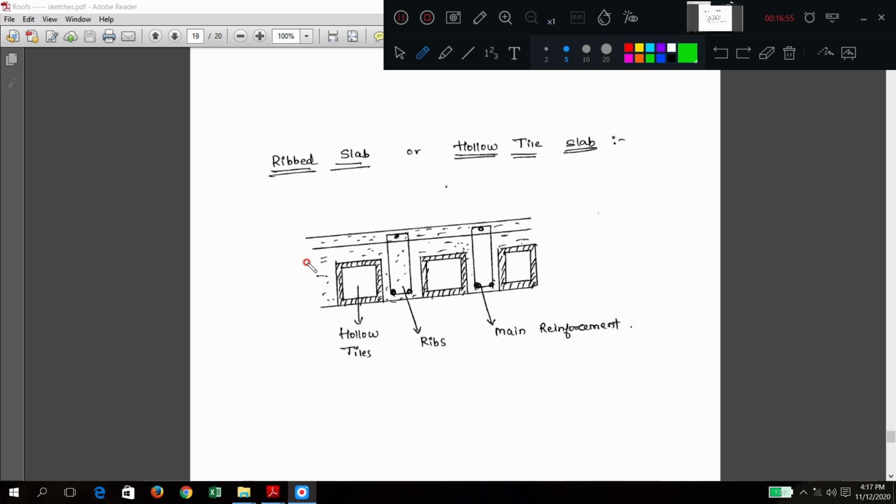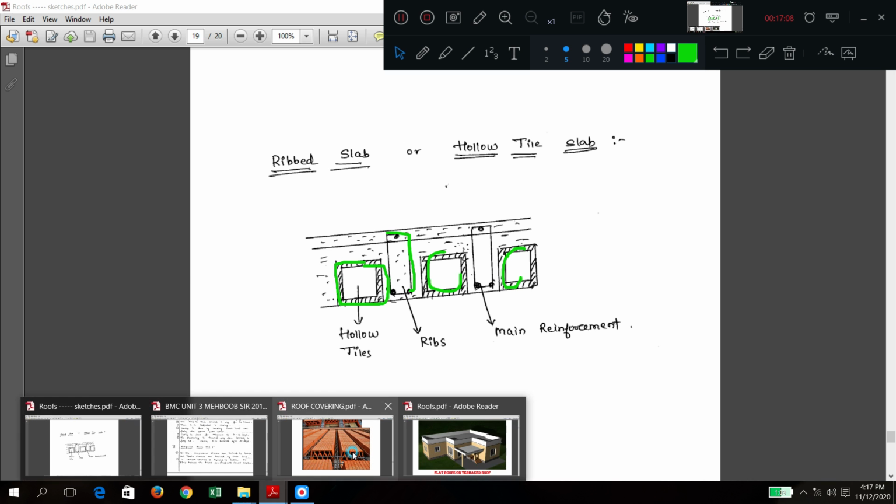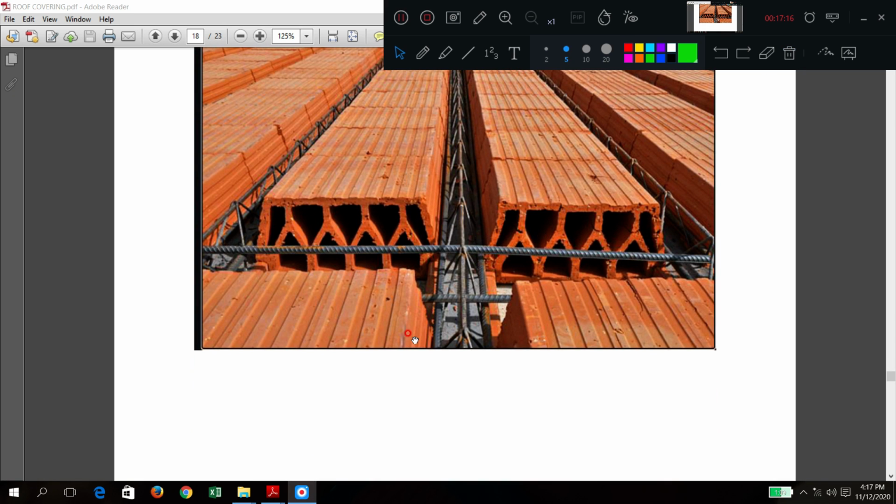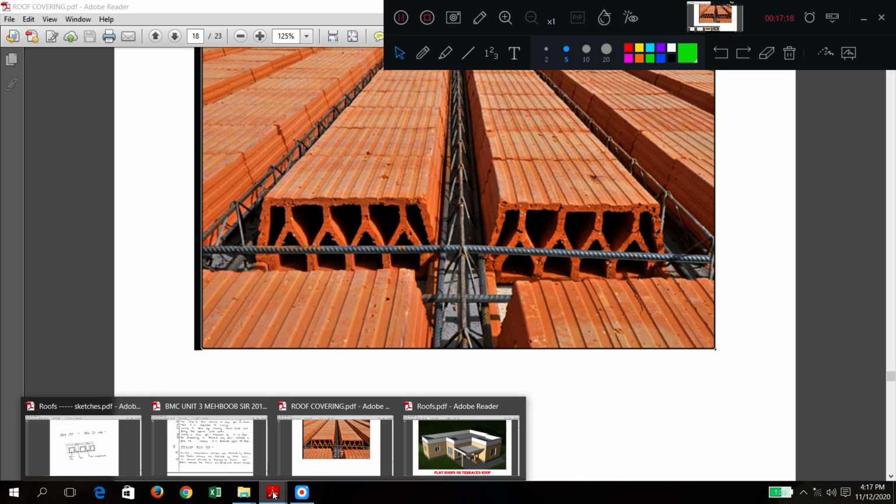Now in the cross section it appears like this. So these are the hollow ribbed tiles, and you have steel. Is the same thing there here? Yes, correct. Exactly the same thing is there. I hope it is very clear now.